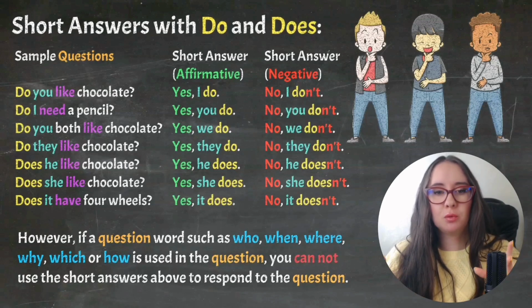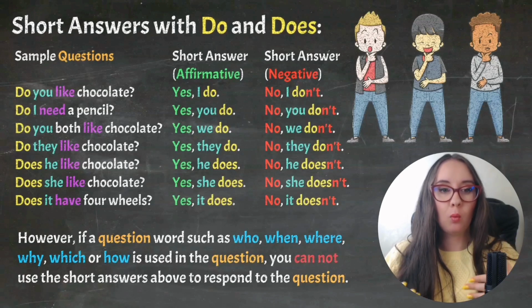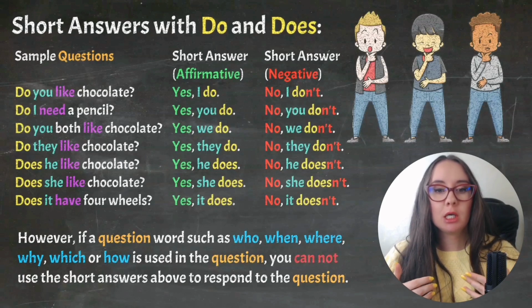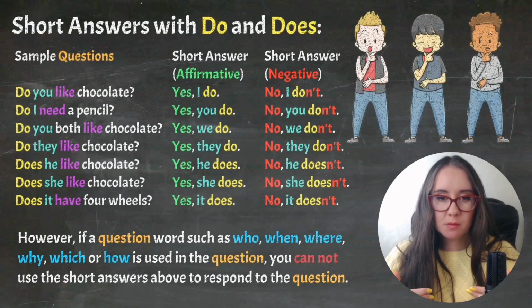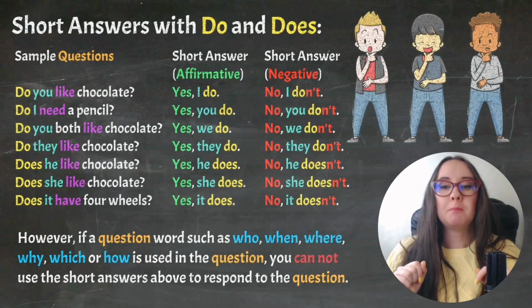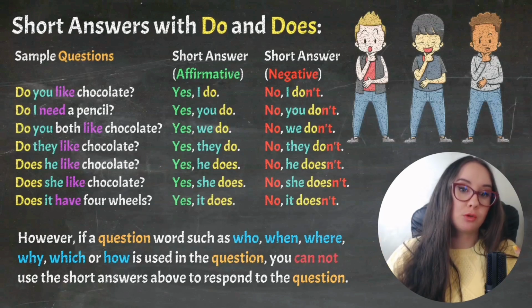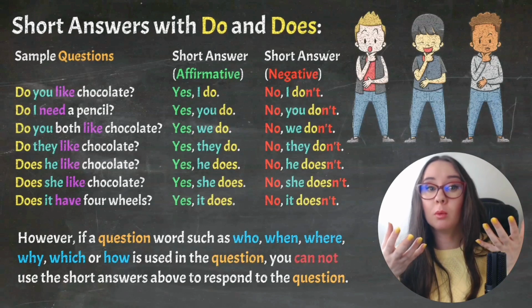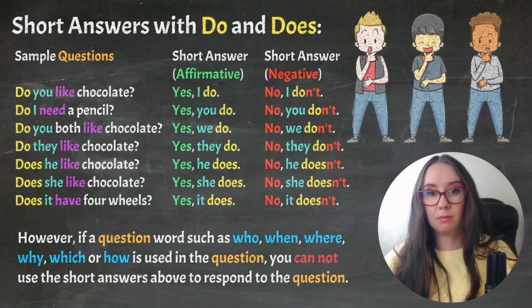However, make some note. If a question word, for example who, when, where, why, which, how often, how many, how much, is used in the question, you cannot use the short answers above to respond to the question. Why do we need to use these question words? Because we need to know more details about this person.